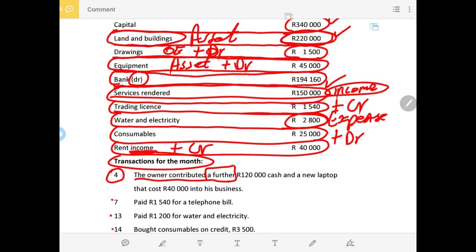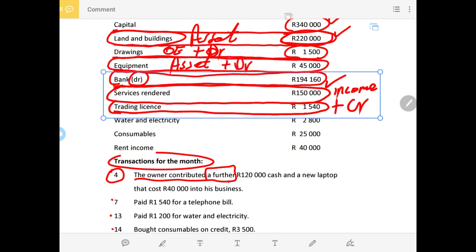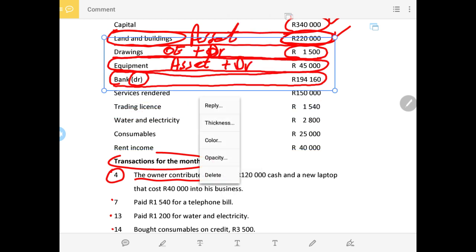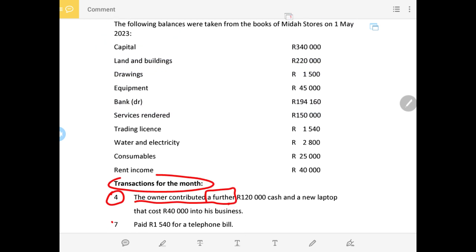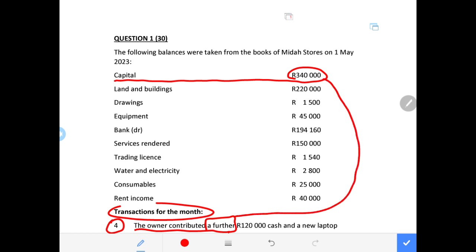Why are we saying again or further? It's because previously the owner contributed something and it was kept in the books of the business. And we have seen that the owner contributed before, maybe last year or 2 years back or last month or whatever the period is. And now in the month where we are recording, the owner is contributing further or is contributing again. So now that means this is another capital contribution that must be added to that 340,000 rands.